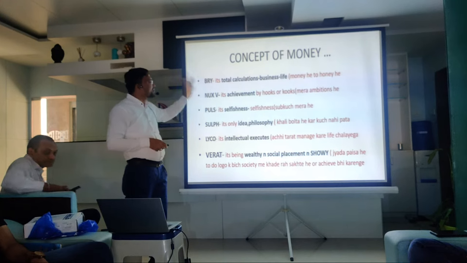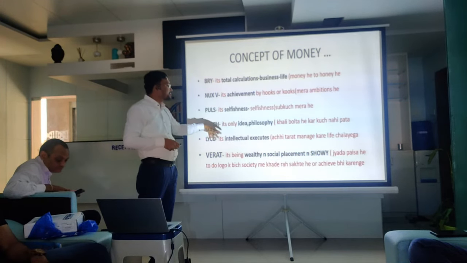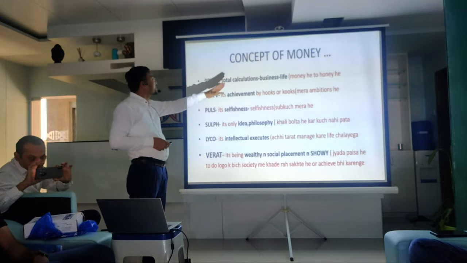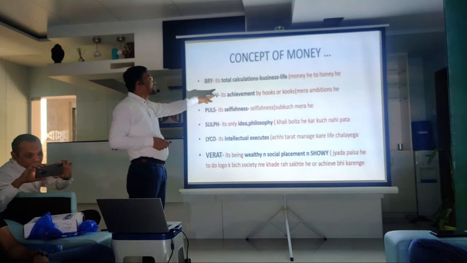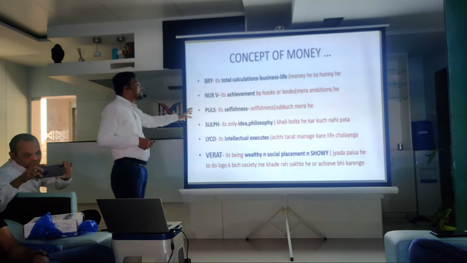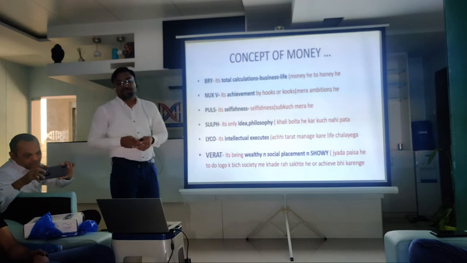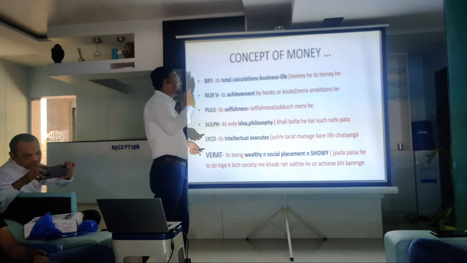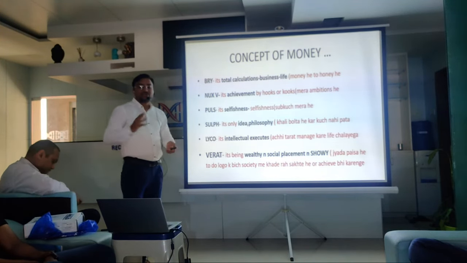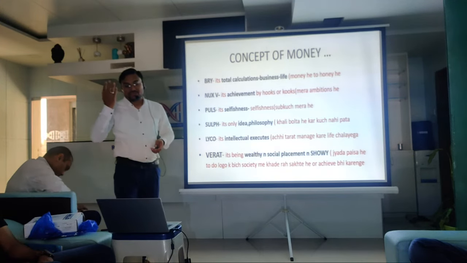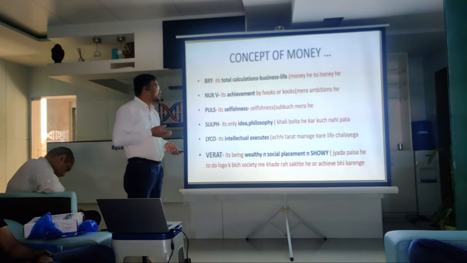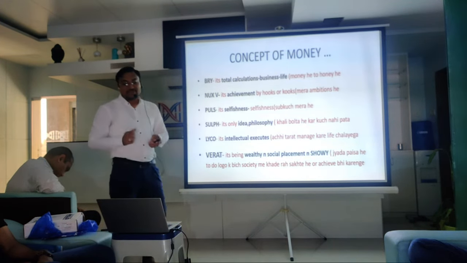We discussed a little bit in previous slides the concept of money, so we just go faster. For bryonia, it is actually a calculation, money hai to honey hai. Right? Nux vomica, achievement, kuch bhi hai, chahiye hi chahiye. They are never satisfied. Pulsatilla, it's actual selfishness. Right? Sab kuch mera hai, tera kuch nahi hai. So from that, conflict arises in life and they go into necrosis. You have to understand the necrosis of pulsatilla from the selfishness. Right? Sulfur, it's actually ideas, philosophy. It's actually idealism, pseudoism. The next slide would be sulfur.